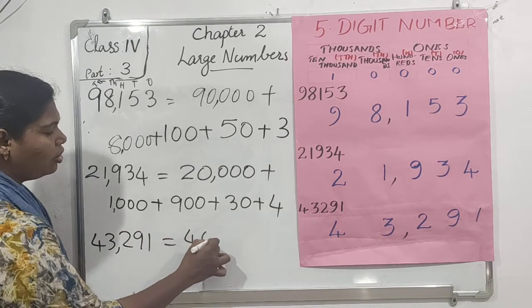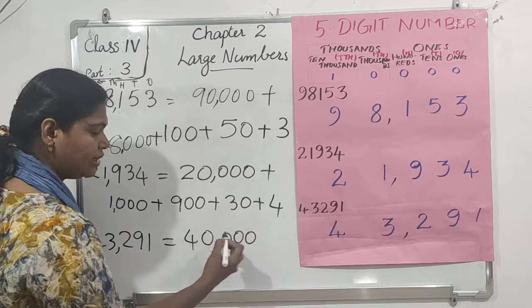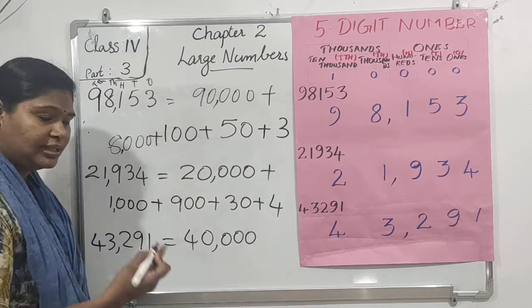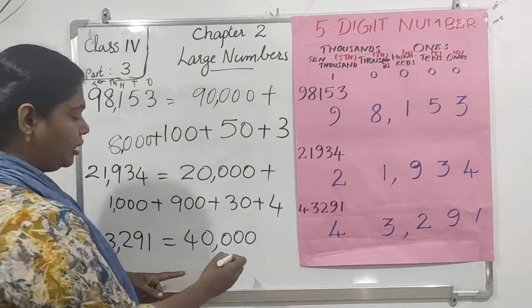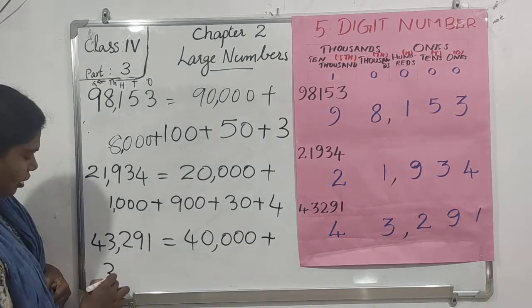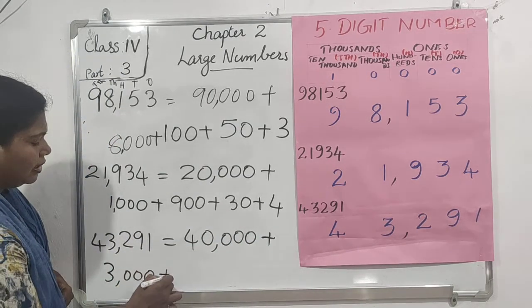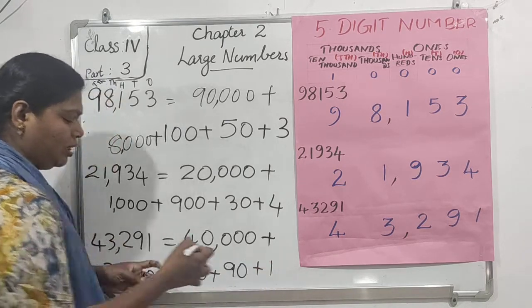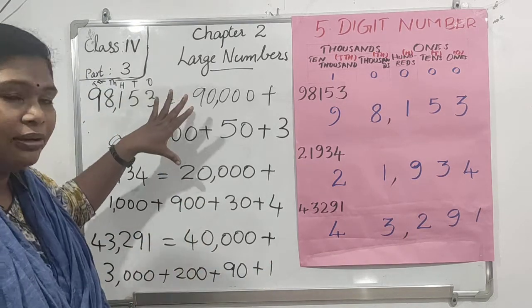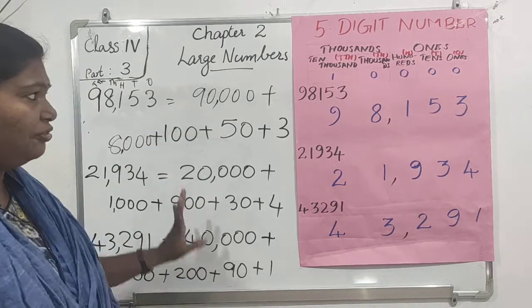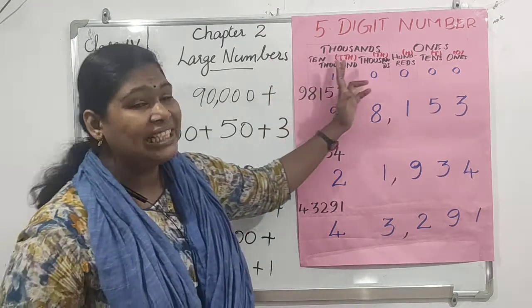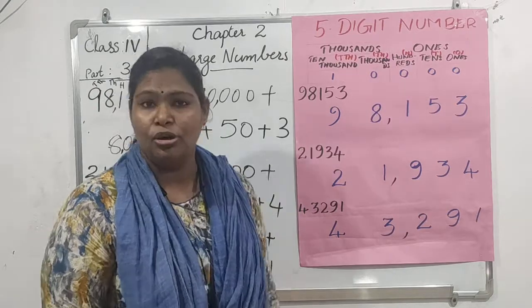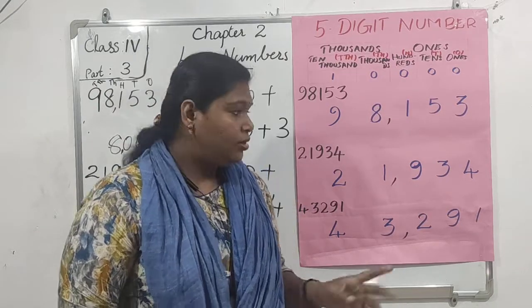43,291 is equal to 40,000, since 4 lies in 10,000's place. So 40,000 plus 3,000 plus 200 plus 90 plus 1. This is the expanded form of a 5-digit number. This is the table expansion of a 5-digit number. Hope you understand this. Okay.